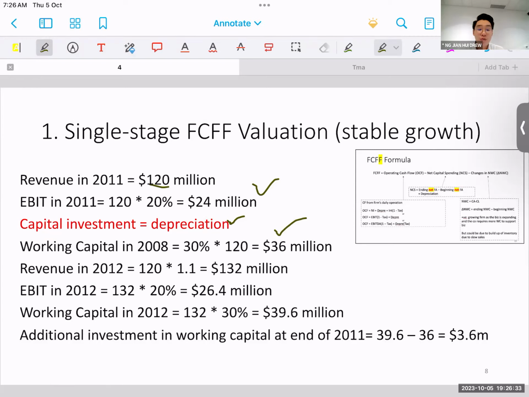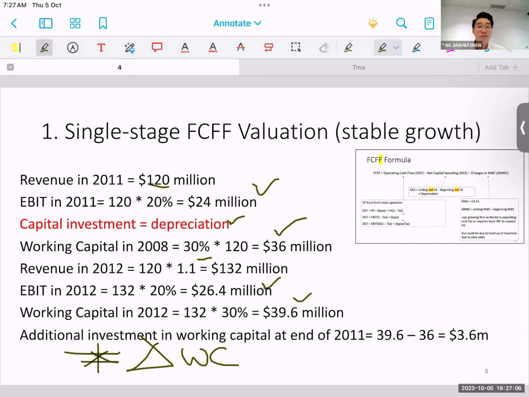We know that revenue will grow at 10% per year. So we know next year's revenue, you just multiply by this. Your EBIT is the same, as in 20% of the revenue, and your working capital now is 30% of the increased revenue, right? So we get this. This will allow us to calculate the change in working capital, right? And this is what we want to calculate.